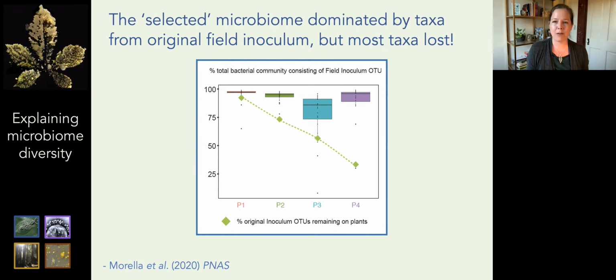But then the question is, what are they replaced with? Things that are flying around the greenhouse, in which case that would be a little worrying. Or were those 25% really better? And so the bars here are showing you the percent of the bacteria community that we found on the plants at each generation that were from the original field inoculum. And so if you just focus on this final time point, passage 4, I told you that only about 30% of taxa were remaining, but those 30% of taxa made up over 90% of the bacteria we found on the leaves. And so this really convinced us that we had successfully selected.